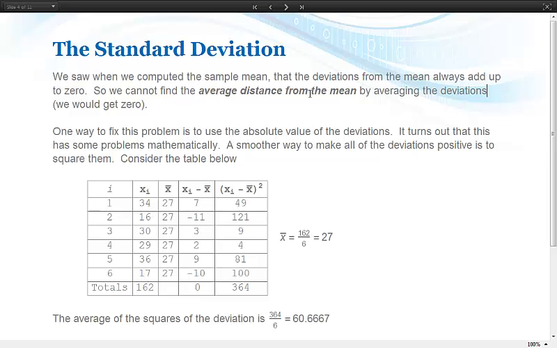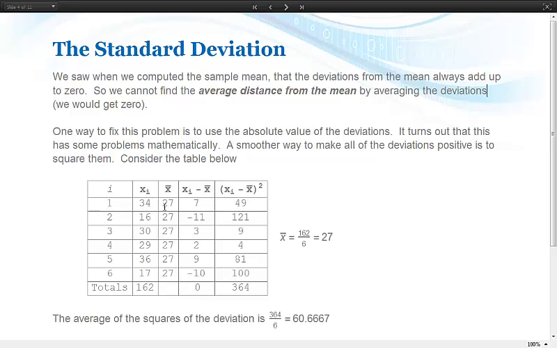First thing I want to do is compute the mean, to get the distance from the mean. I add these values up. I get 162. I divide by 6 because there's 6 values. 162 divided by 6 is 27. So 27 is the sample mean. I copy that into this column for reference, because now what I want to do is compute the distance of each value from the mean, the deviations.